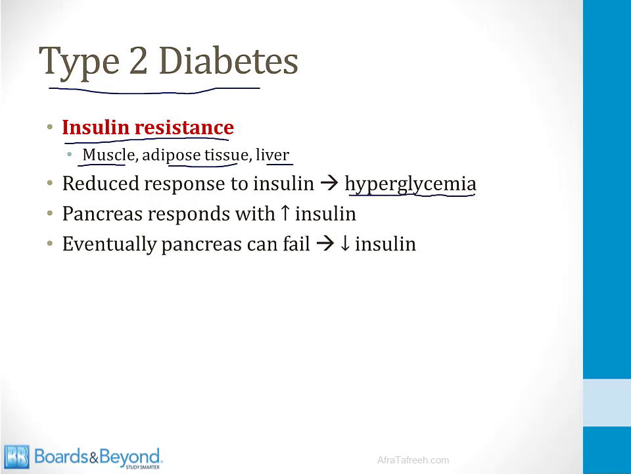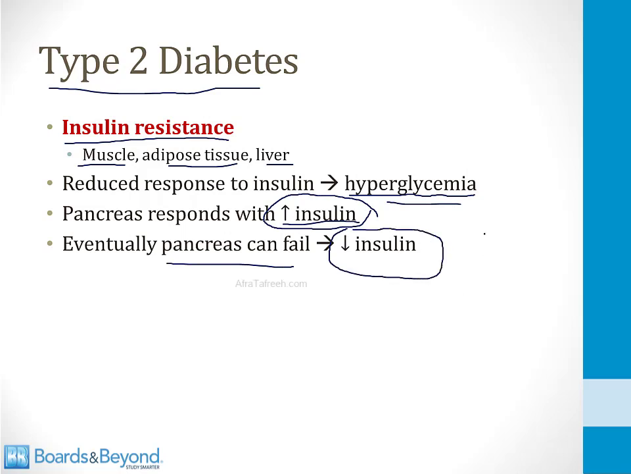The pancreas responds to the hyperglycemia by increasing its insulin production. So initially in type 2 diabetes, you can have high insulin production despite hyperglycemia. Eventually, the pancreas can start to fail and the insulin level can become low. But the important point here in terms of physiology is that the insulin level can be high or low depending on the stage of the disease.